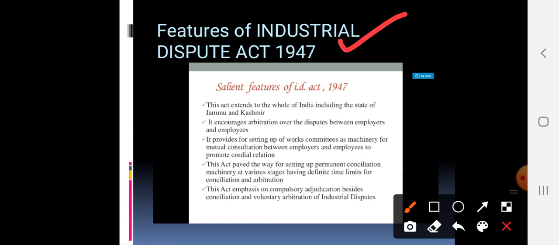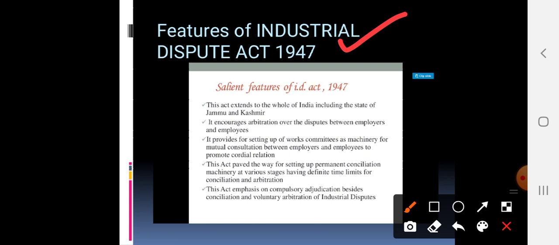Next, the right to strike by the workers and lockouts by the employers has been subjected to restrictions as laid down in the act. As I have said, it has been subjected to the restrictions laid down in the law.